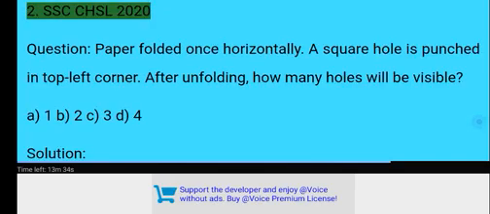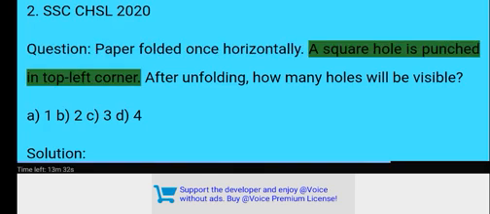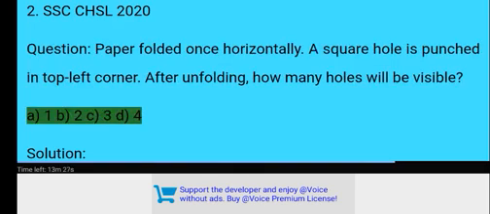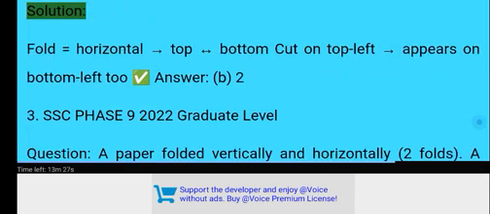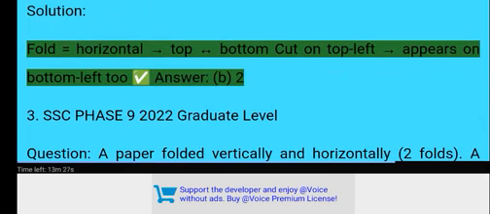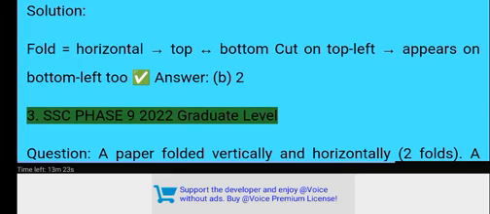2. SSC CHSL 2020. Question: Paper folded once horizontally. A square hole is punched in the top left corner. After unfolding, how many holes will be visible? A, 1. B, 2. C, 3. D, 4. Solution: Fold is horizontal, top reflects to bottom. The cut on top left appears on bottom left too. Answer: B, 2.